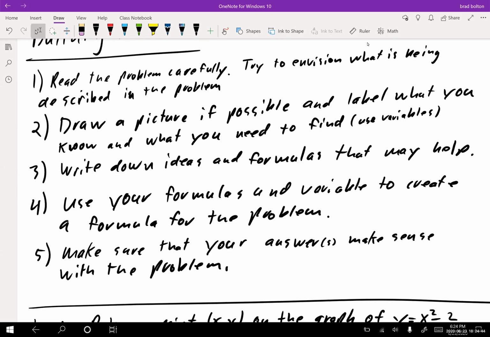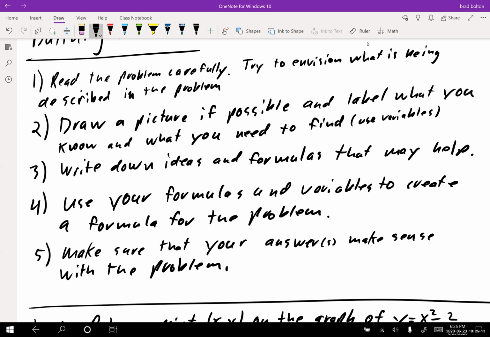So again, if you're talking about a problem with a right triangle, you should be thinking Pythagorean theorem, things like that, okay? If you're thinking about things with circles, you should be thinking of x squared plus y squared equals r squared or something. So use your formulas and variables to create a formula for the problem. Basically you have formulas, you have information, and now you want to create a new formula for this particular problem based on the information given by the problem.